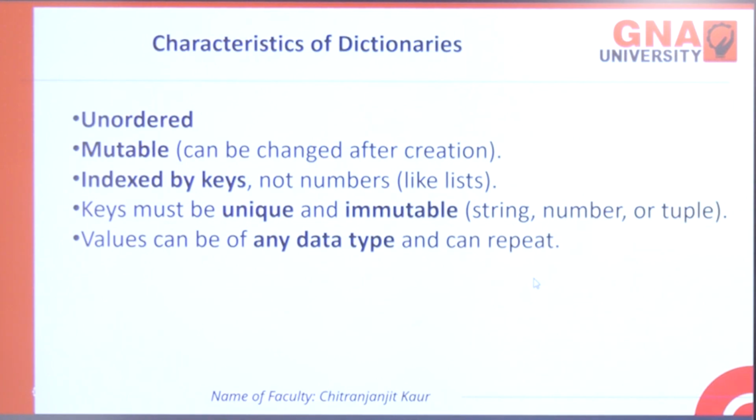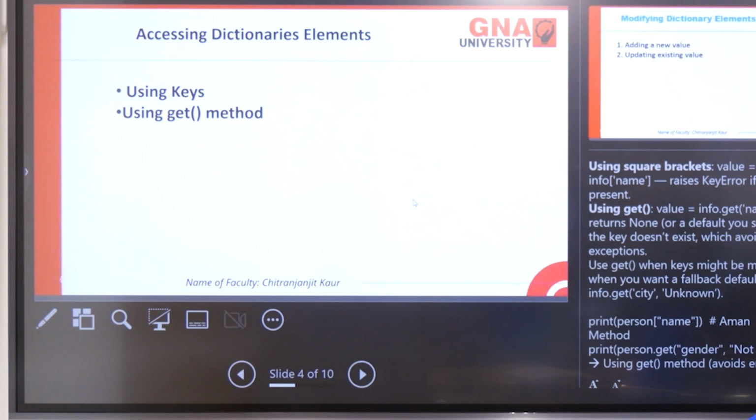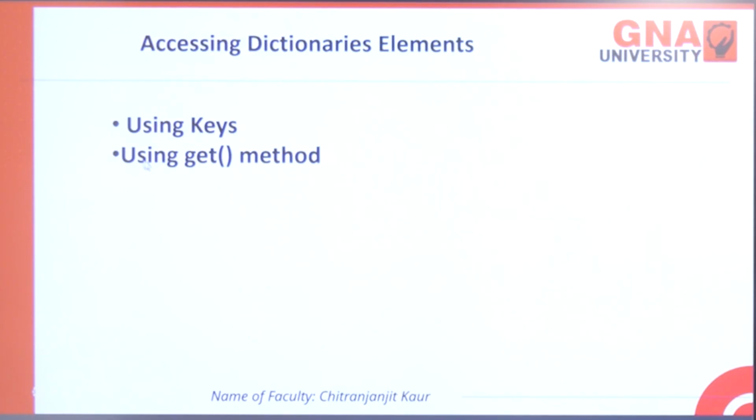Now, how do we access the dictionaries? Dictionaries are accessed by using keys, or by using the get method. With the key, we write the dictionary name, then square brackets, and in the square brackets we write the key we are using. Similarly for get, we write the name of the dictionary dot get method, and the key in that function which we want to access. We will do this in detail when we do the practical for the same.